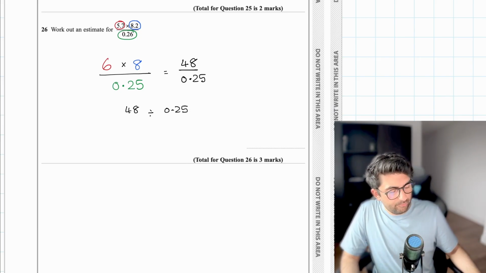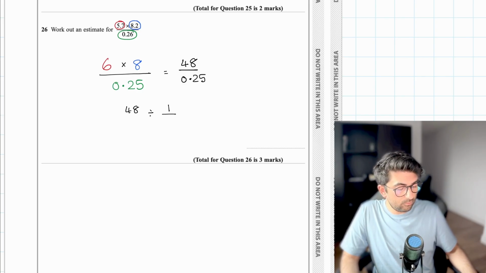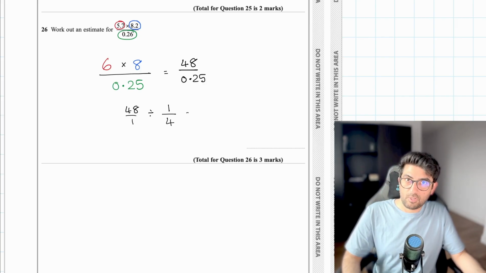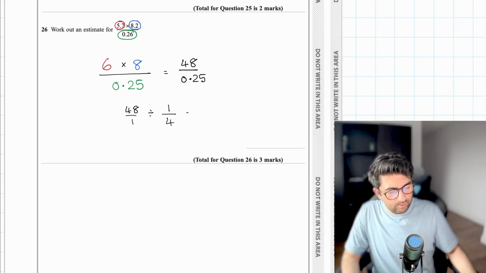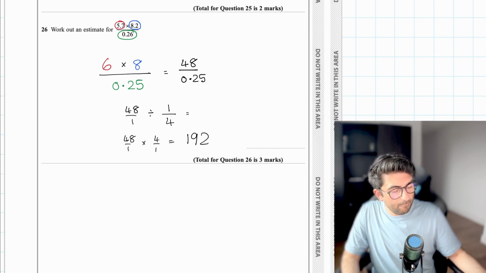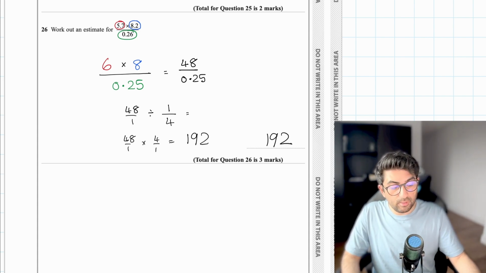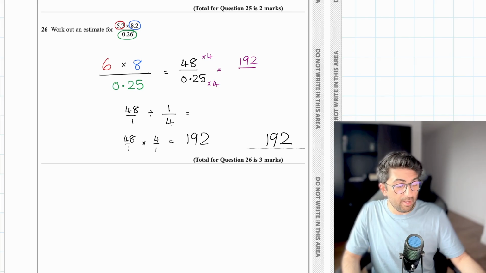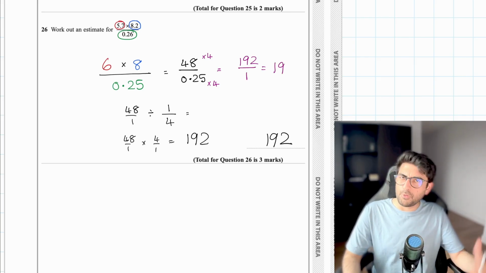0.25 is a quarter, so we can change that into a fraction. And 48 into a fraction is just 48 over 1. So we can do this like we normally do fractions. Flip the second one and multiply. 48 over 1 times 4 over 1, second one's flipped. And now we just do 48 times 4, 192. Another way of doing this question is to multiply both of these by 4, you get 192 over 1. 192 divided by 1 is just 192. So a few ways of doing the question there.